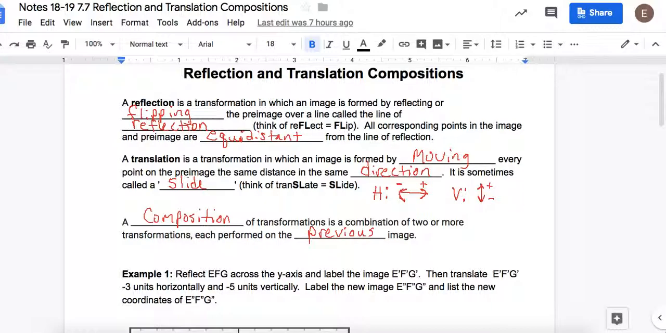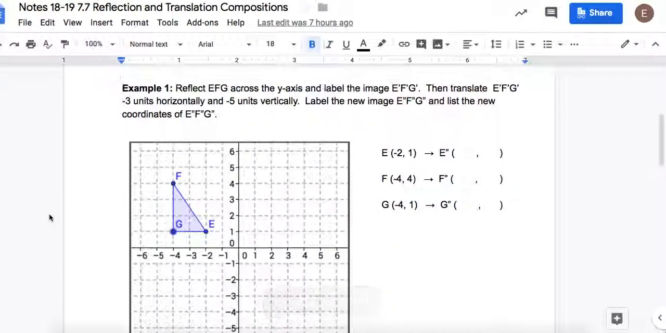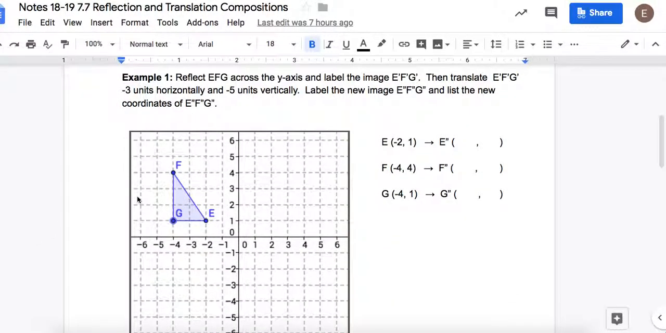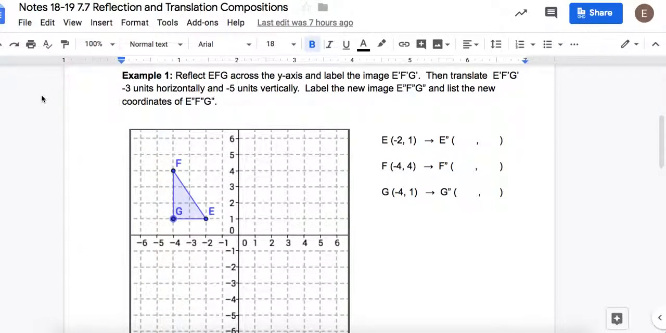So let's look at example 1. And it's going to be important that we use our strategies from before. So when we reflect, we can highlight the axis that we're reflecting over to help us. Okay. So example number 1 says reflect EFG across the y-axis and label the image E prime, F prime, G prime. Then we are going to translate E prime, F prime, G prime, -3 units horizontally and -5 units vertically. And we're going to label the new image E double prime, F double prime, G double prime, and list the new coordinates of the E double prime, F double prime, G double prime.